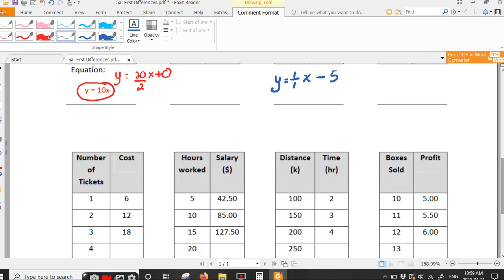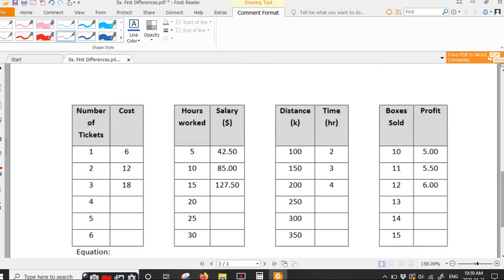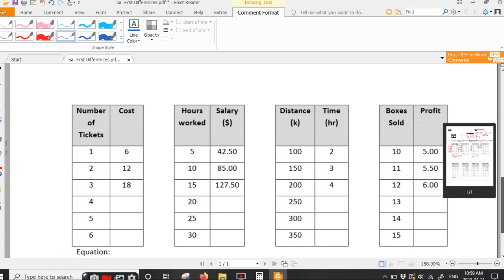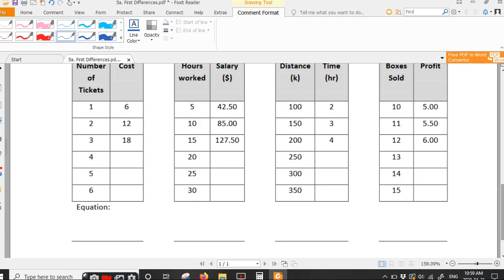Alright, should I do one more? Yeah, I'll do this one for you quickly. The hours worked, because it involves decimals. It might throw some of you off. So, in this case, I want to know what the rate of change is. So 85 minus 42.5 will give me, so you type that in your calculator, that'll give me 42.5.